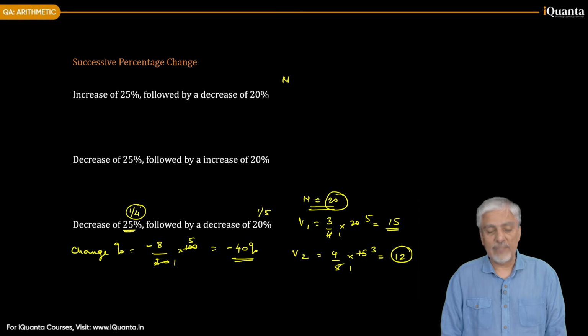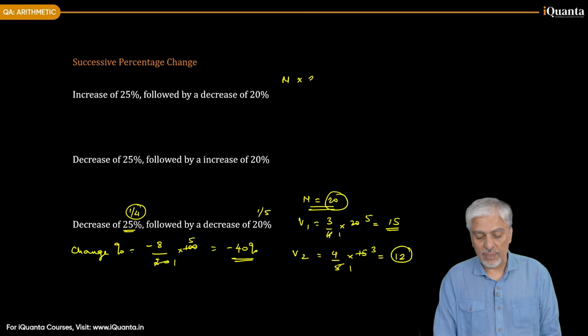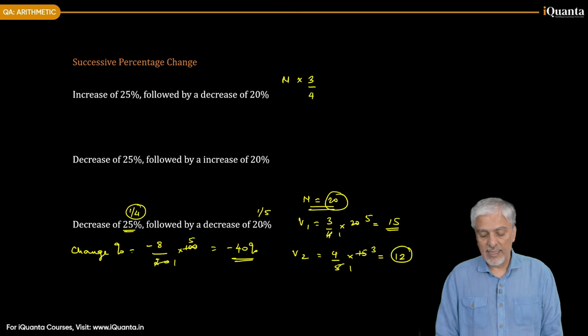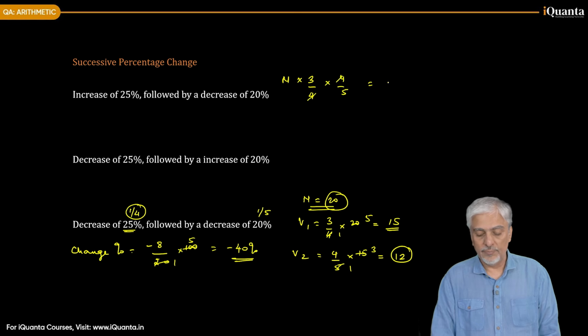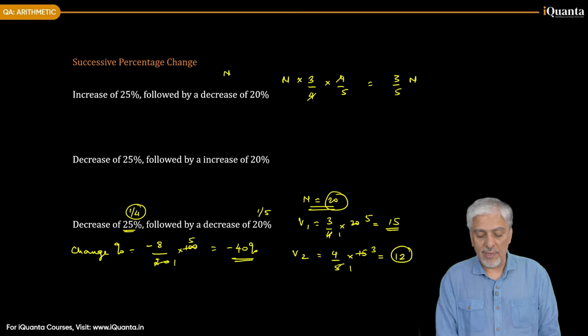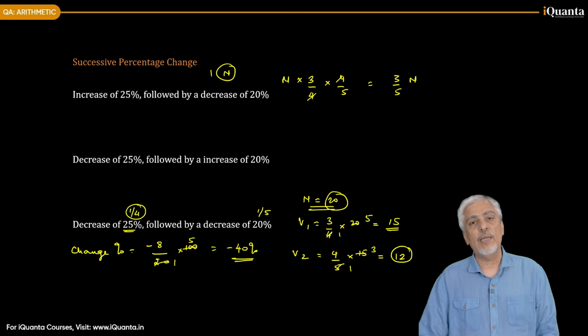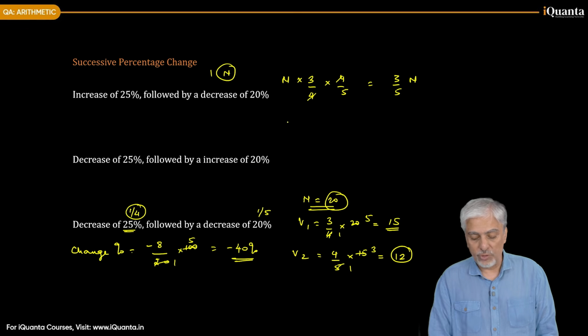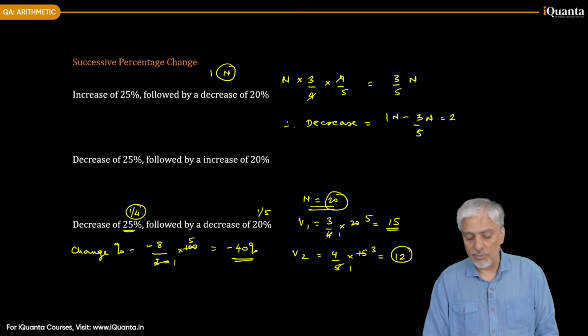There's a decrease of 25%, that means it is becoming 3 by 4. And then there's a decrease of 1 by 5, so it is becoming 4 by 5. So 4, 4 cut, it is becoming 3/5 of n. So from 1n it has become 3/5 of n. Therefore, the decrease is 1n minus 3/5 of n, which if you solve becomes 2/5 of n.